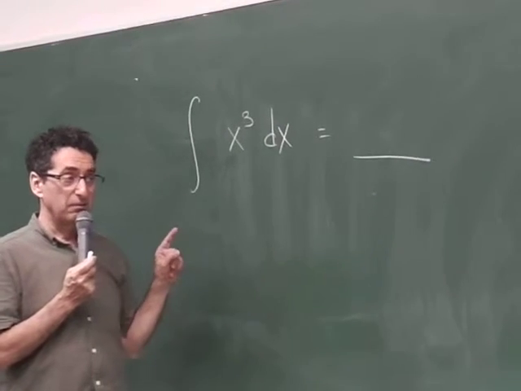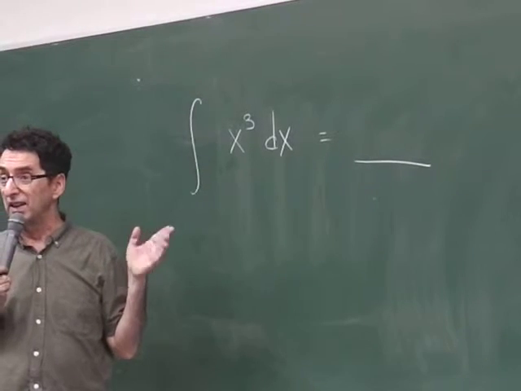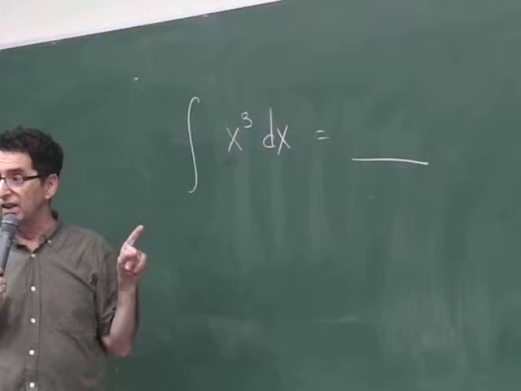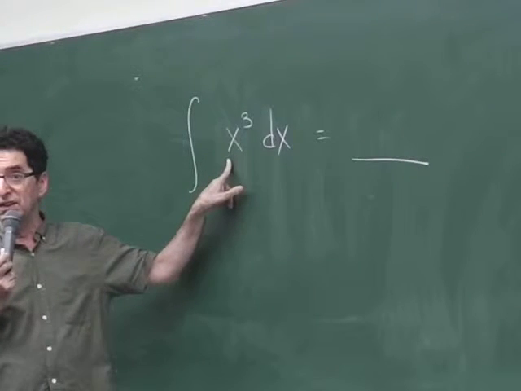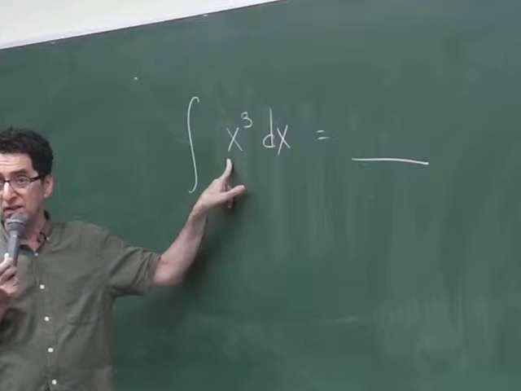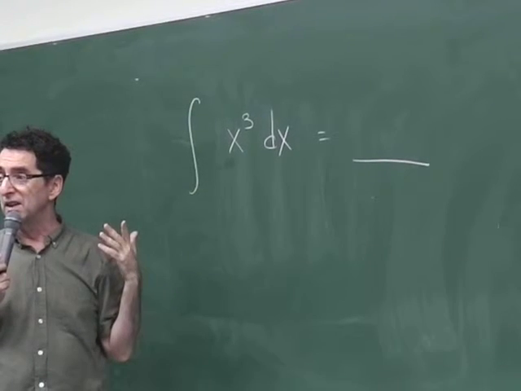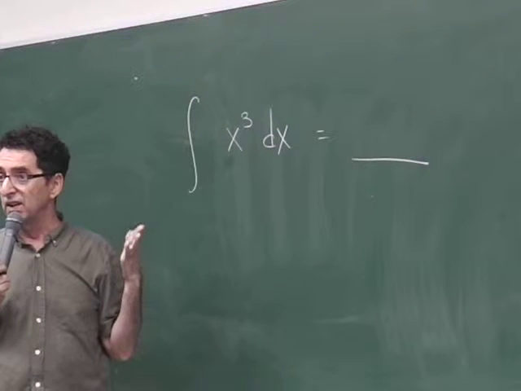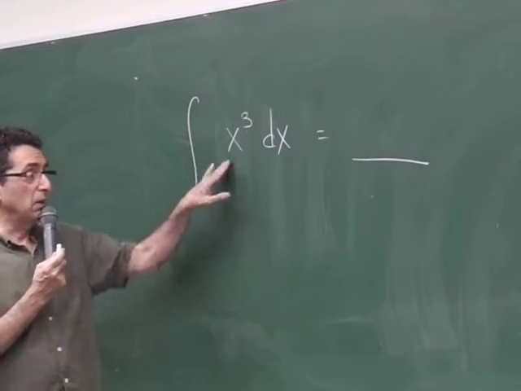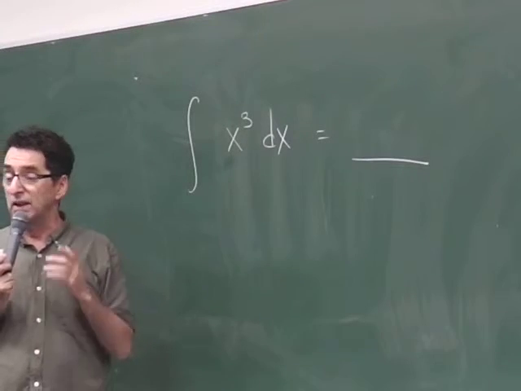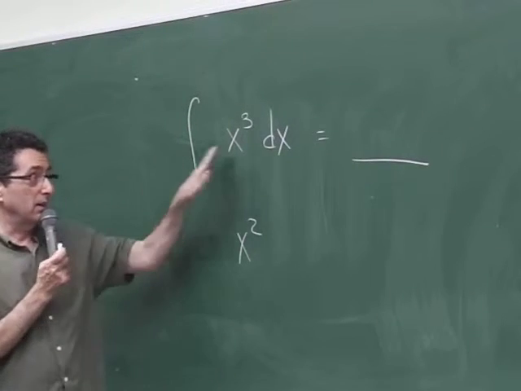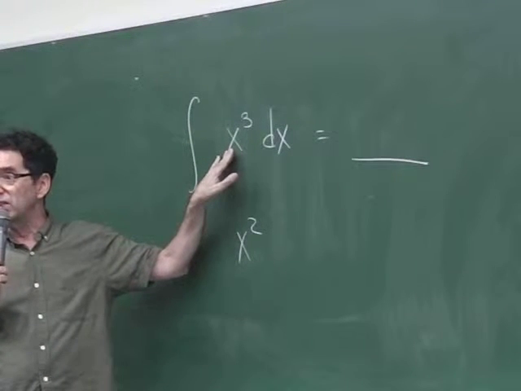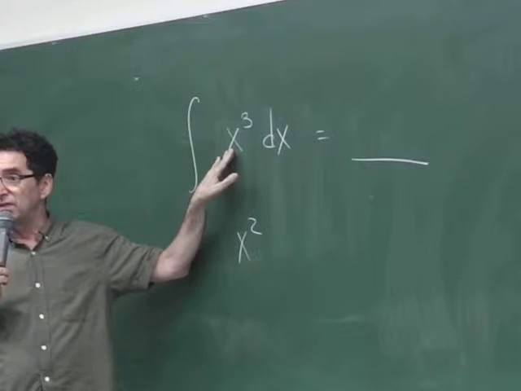The next thing is, what function is it going to be? It's going to be the function whose derivative is equal to this. So I want you to guess a function which, when you take its derivative, will give you x cubed. It wouldn't be x squared, because what's the derivative of x squared? 2x, and that's not this.